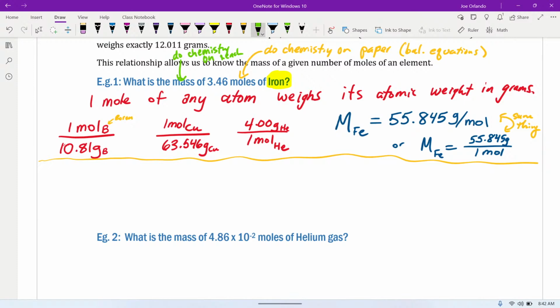Nice, easy lab, right? So let's practice here. If I went and said, hey, you need to go get some iron filings and I need 3.46 moles, well, we're going to have to do some math. But again, in chemistry class, I never want you to find the math intimidating because we're not doing equations, we're not doing formulas.